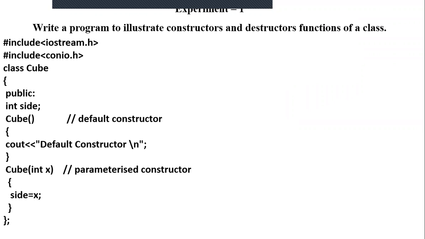Constructor and destructors are member functions of a class, but they are special member functions of a class. They have some properties, like the name of the constructor function is always the same as the name of the class. The name of the destructor function also has the same name as the class, but we have to use a tilde sign before the name of the function. The second property of the constructor and destructor is that constructor means we are constructing and destructor means we are destroying.